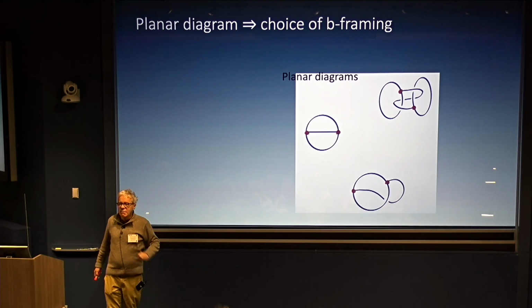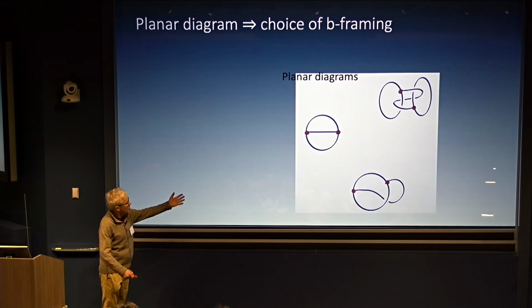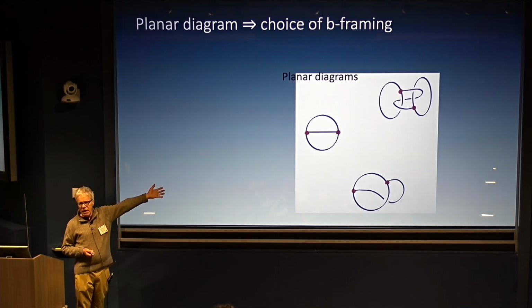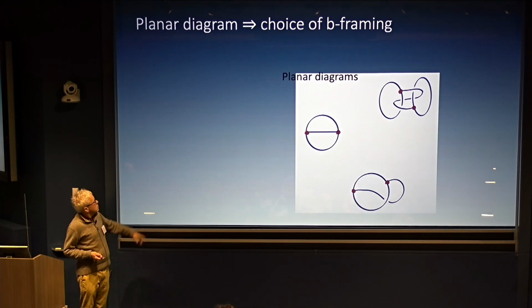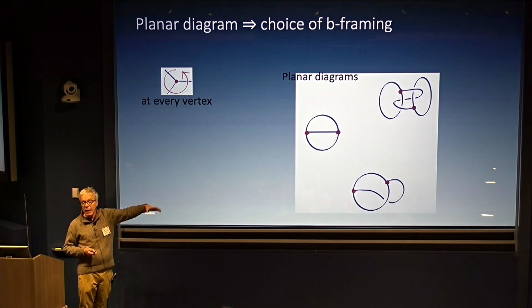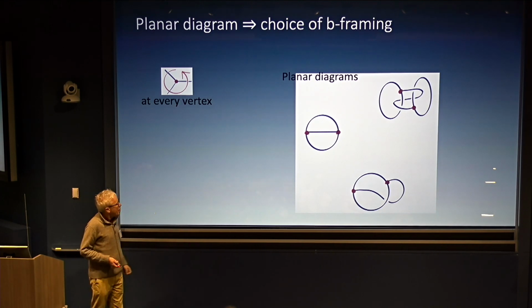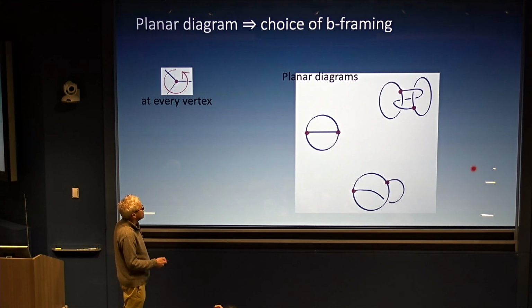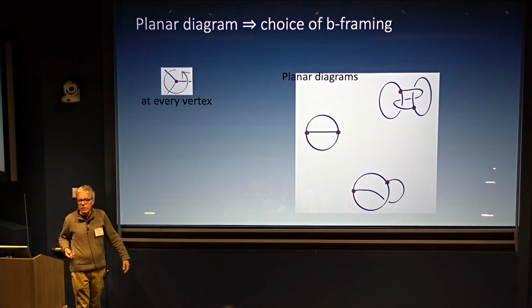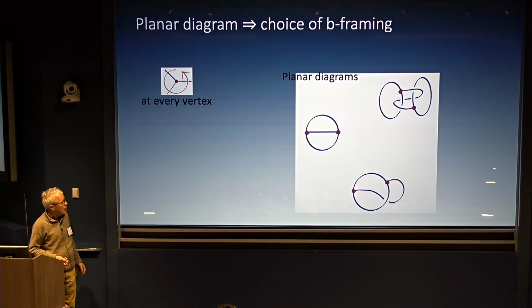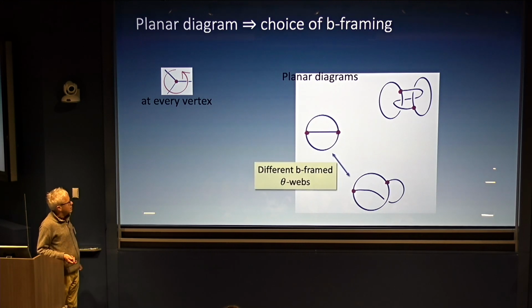If you draw a planar diagram of a web, the way we would of a knot, then that determines a binary framing, because you can take the rule that at every vertex you're just going to go, say, clockwise in the plane of the diagram. So there are 2 different thetas there. They're isotopic as webs in 3 space, but those planar diagrams give them 2 opposite binary framings.